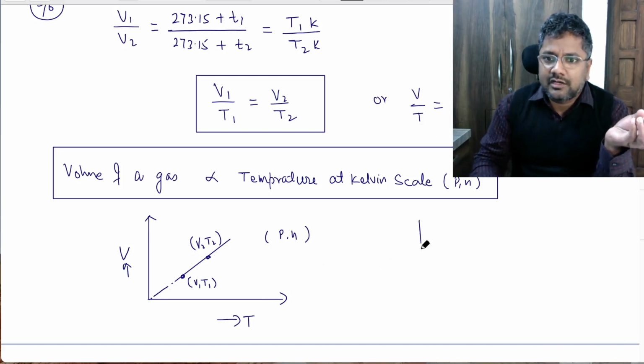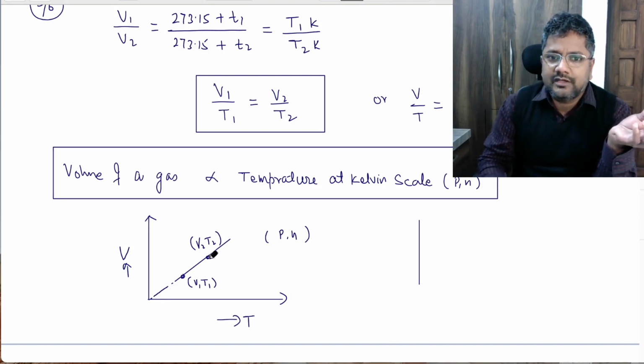Similarly, if you draw a plot, what is the slope here? V is equal to K into T. So slope is equal to what? K.